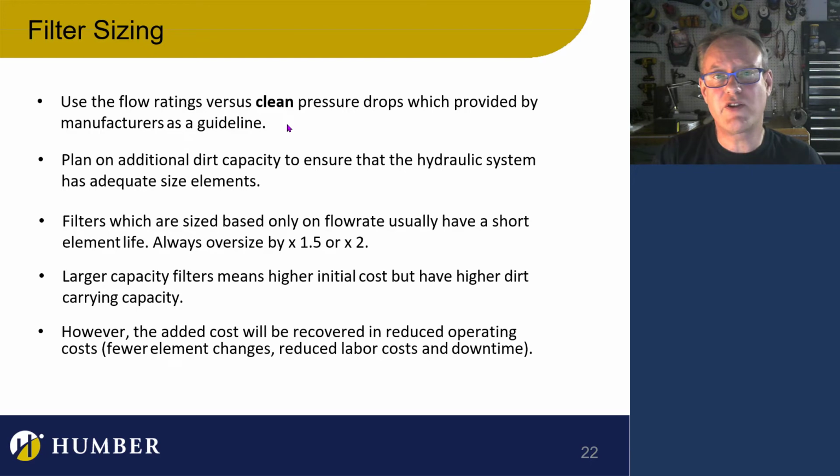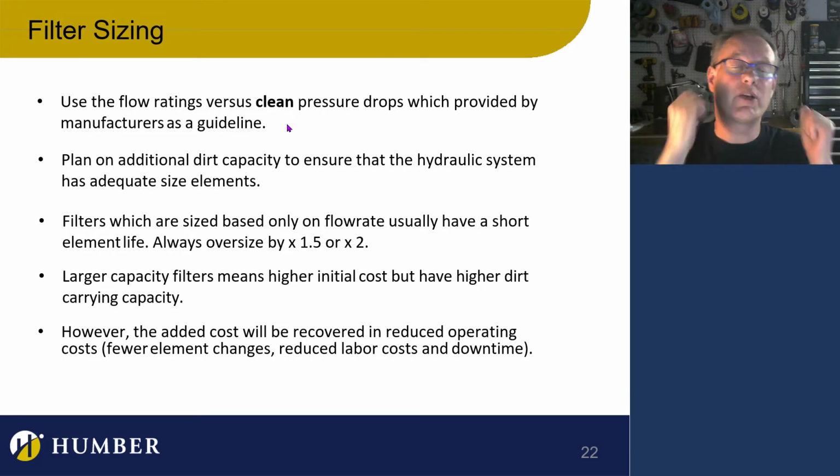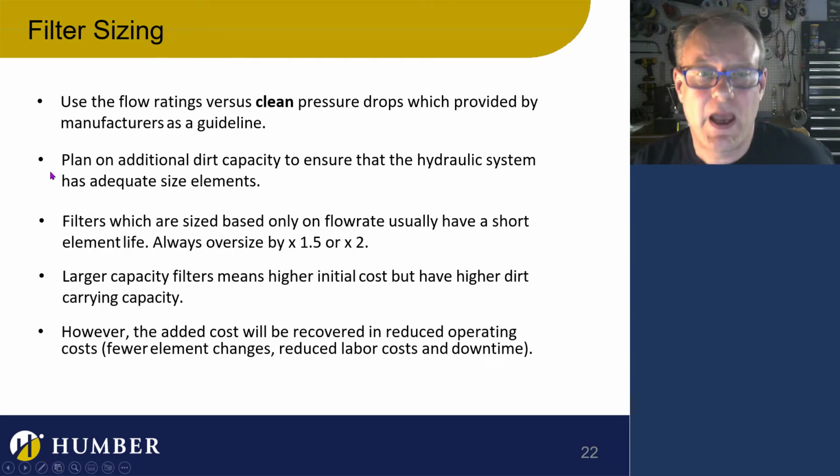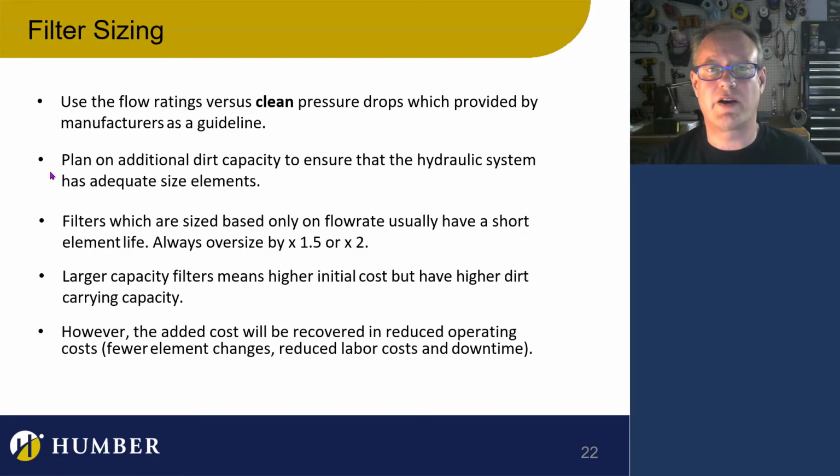So you have to understand that the filter is going to have at least that amount of pressure drop. In your system, if you need a particular amount of pressure in the end at the actuator, you're going to be losing pressure through the lines, the hoses, the tubes, through the valves, through the DCV, through all of the components, and you're going to be losing pressure through the filter as well. So that has to be taken into consideration when you're selecting all of the components as well as a filter. And then plan additional dirt carrying capacity for your filter.